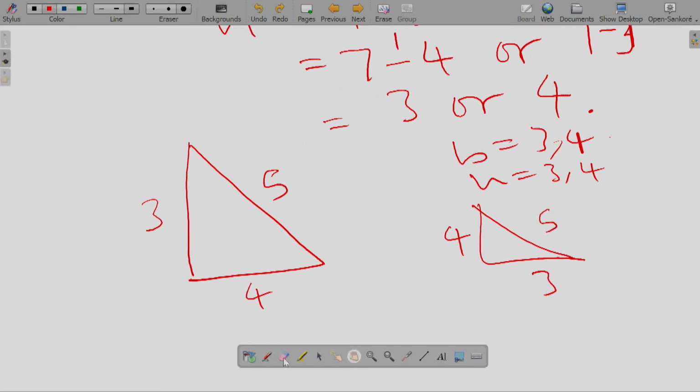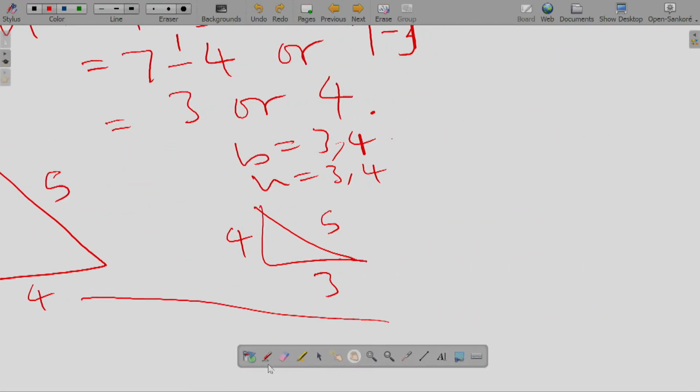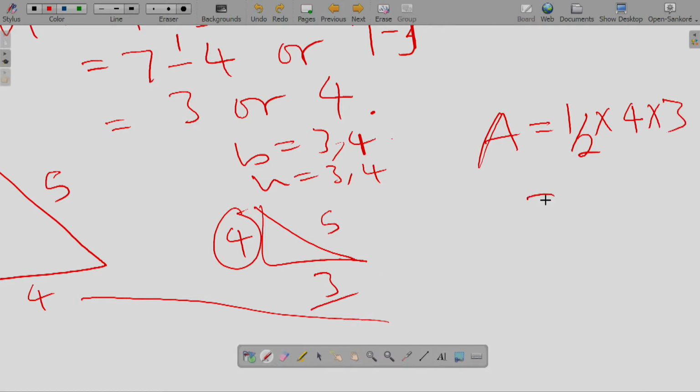So let's now find the area of our triangle. Area is equal to half times height 4 times base 3. Here you get 6 centimeter square. And this is the area of our triangle.